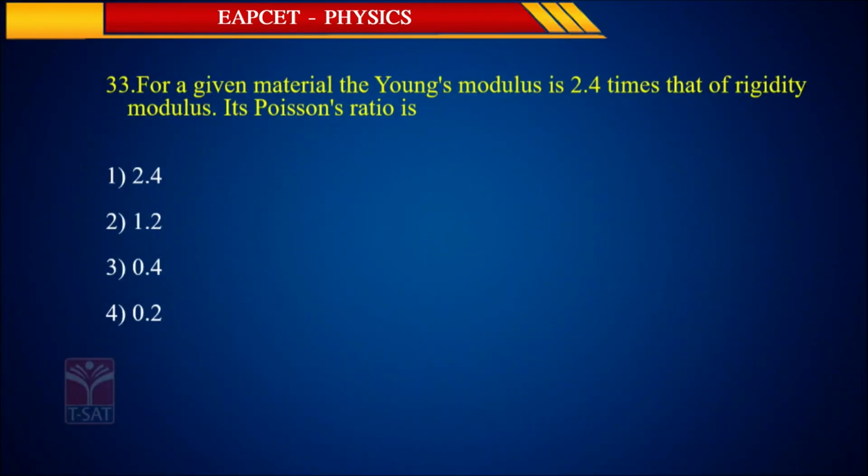For a given material, the Young's modulus is 2.4 times that of the rigidity modulus, then what is its Poisson ratio? The relation between Young's modulus, rigidity modulus and Poisson ratio is Y is equal to 2 eta into 1 plus mu. This is a relation children, keep in your mind. Y is the Young's modulus, eta is the rigidity modulus, and mu is the Poisson ratio. Here we have to find the Poisson ratio value.